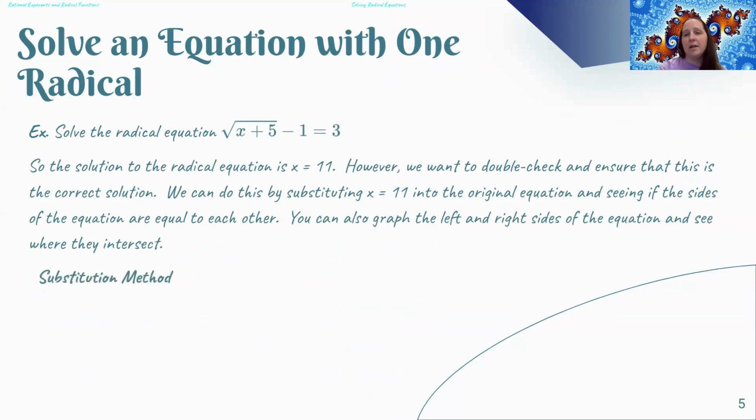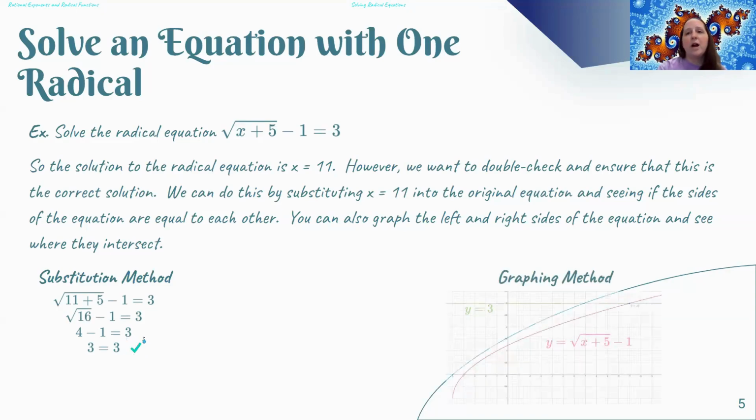So again, substitution method, I substitute x equals 11 back into my equation. So 11 plus 5 is 16. Square root of 16 is 4. 4 minus 1 is 3. 3 does equal 3. So this is a correct solution, and it does work. Of course, you can graph them. So you can see that they are still connecting at this point, x equals 11, y equals 3.